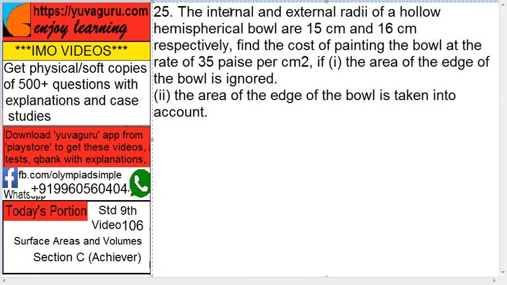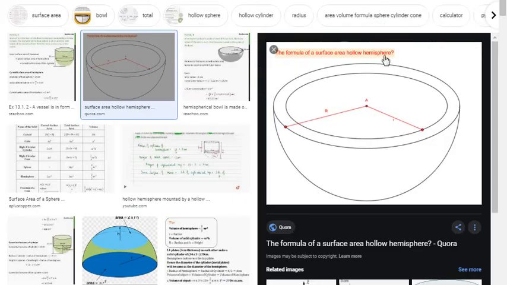The internal and external radii of a hollow hemispherical ball are 15 cm and 16 cm respectively. Find the cost of painting the ball at the rate of 35 paise per square centimeter, first, if the area of the edge of the ball is ignored, and second, if the area of the edge of the ball is taken into account. See, this hemisphere means half of the sphere.